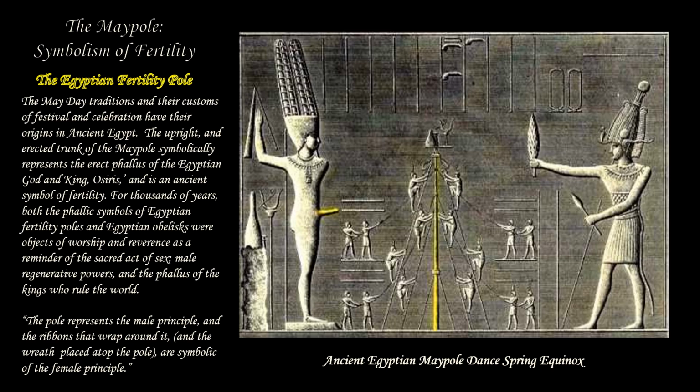For thousands of years, both the phallic symbols of Egyptian fertility poles and Egyptian obelisks were objects of worship and reverence as a reminder of the sacred act of sex, male regenerative powers, and the phallus of the kings who rule the world. The pole represents the male principle, and the ribbons that wrap around it, and the wreath placed atop the pole, are symbolic of the female principle.